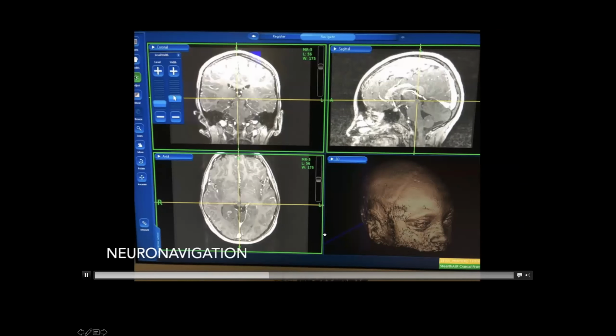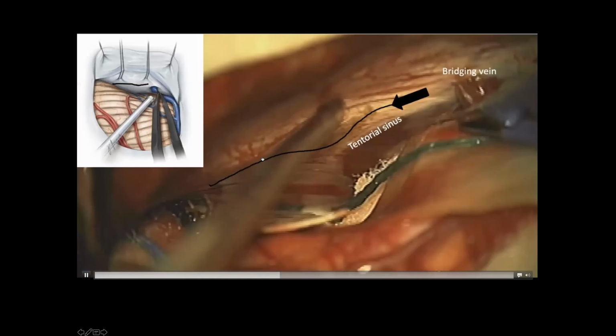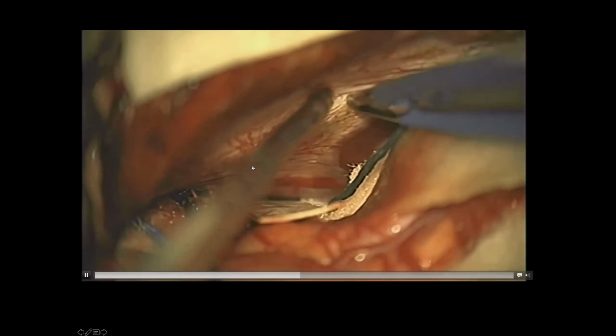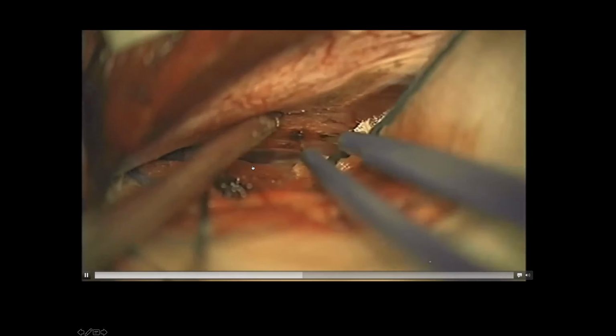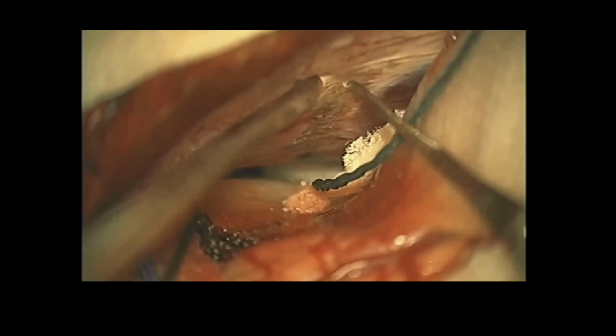So neuronavigation is extremely important at this step of opening the tentorium. You'll want to open from a lateral to a medial direction, from the mid portion to the free edge close to the vein of Galen. And in this case, I encountered a hemispheric bridging vein, and so I modified my exposure to just medial of that vein, medial to this tentorial sinus, down towards the tentorial free edge. Now, it's important to have hemoclips on standby in case you do encounter or open the sinus within the tentorium.